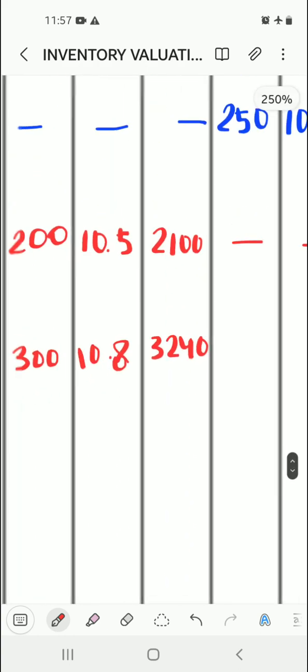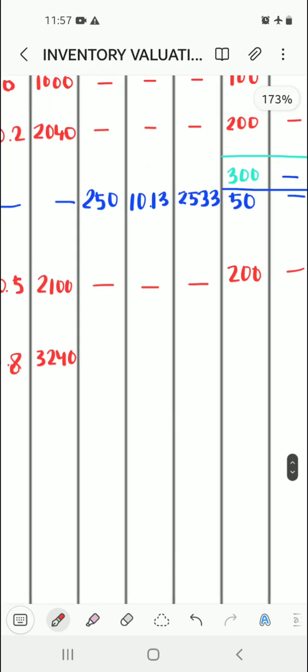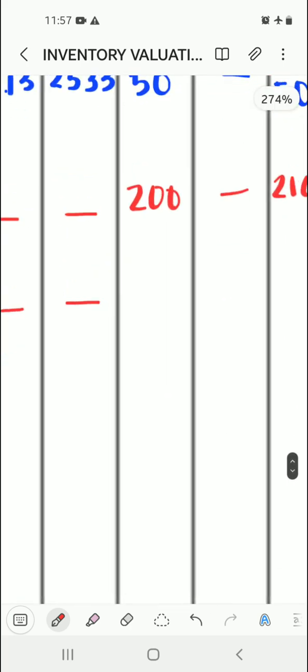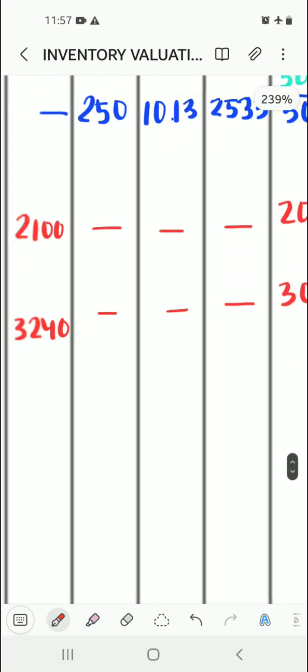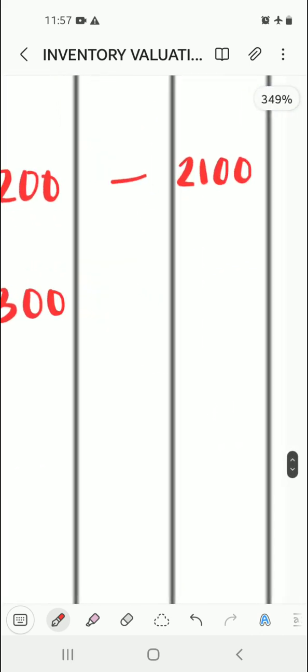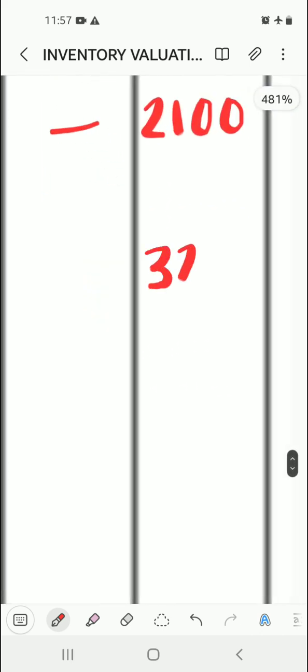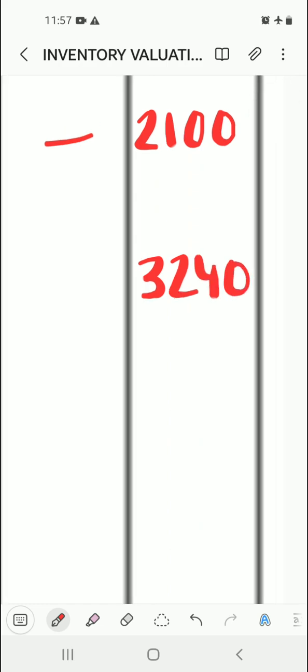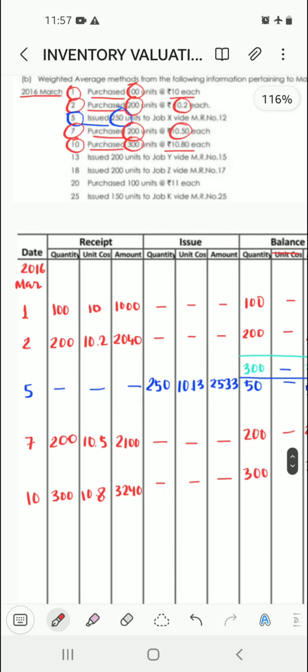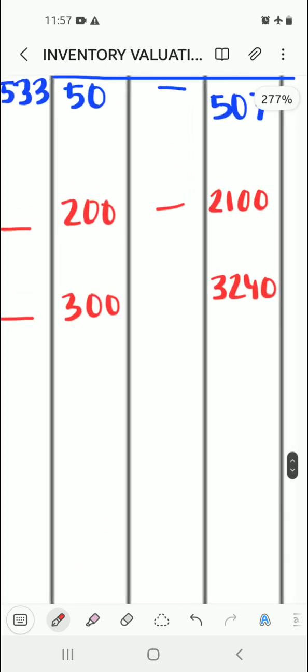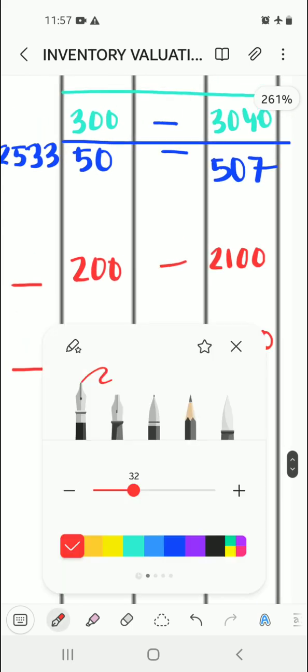3240. The same we are going to record in the balance as well, no issues, so nothing to write here. This 300 we are going to write over here, and the amount, that was 3240, we are going to write it over here, 3240. Now we're going to move to the next dates. Okay, so next date we have got issue. Before we move to issues, we are going to first find out the balance. So let's find the balance.